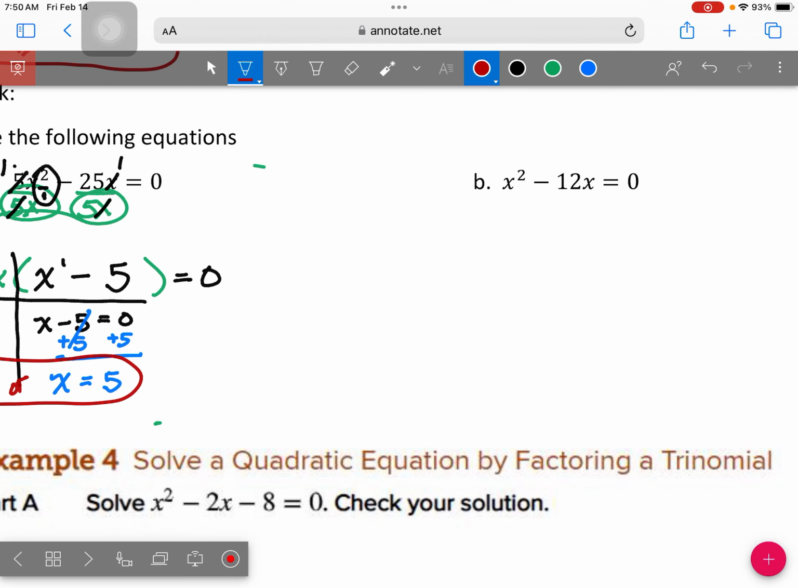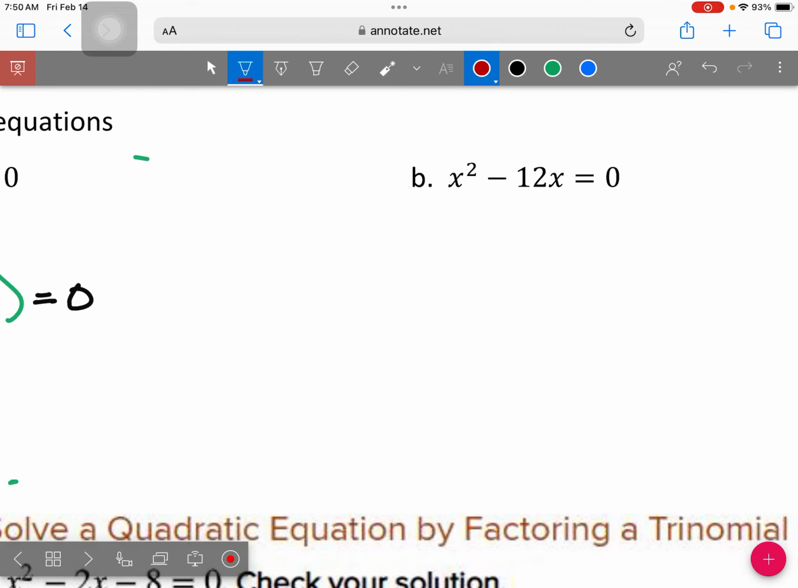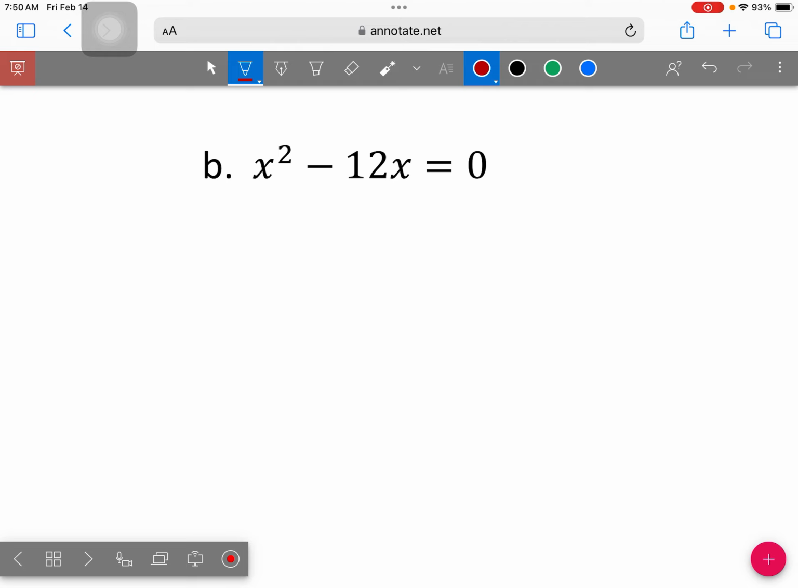See if you can do letter B on your own. Remember, what's my first step since we're doing this? We're solving by factoring. I need to look for a GCF.